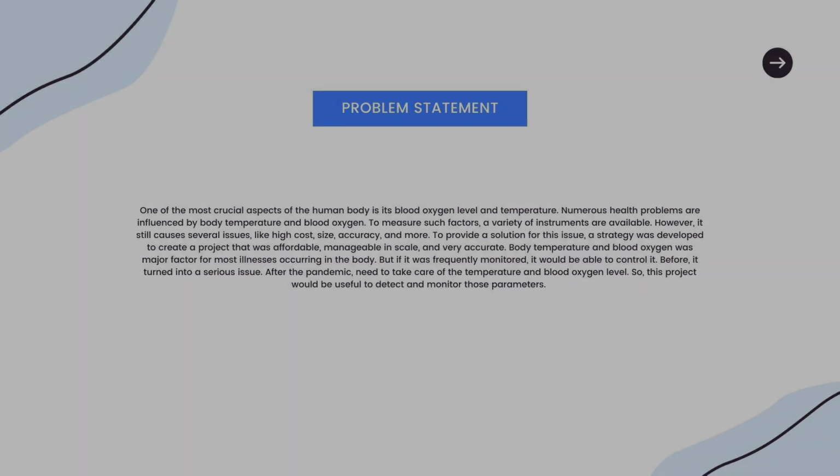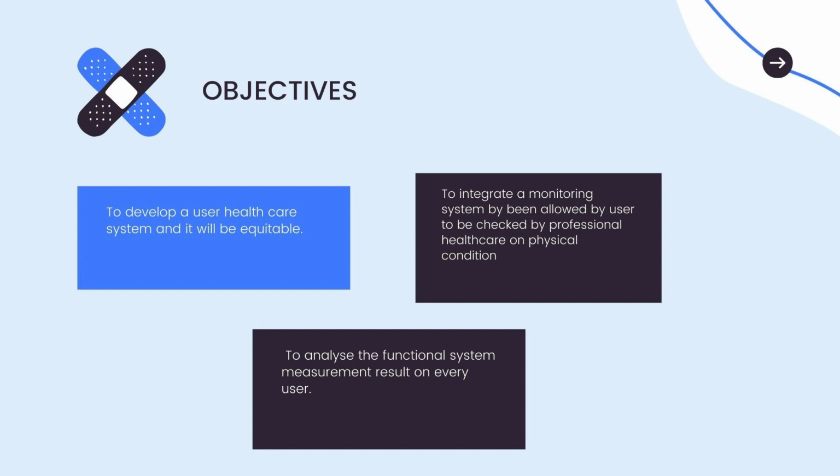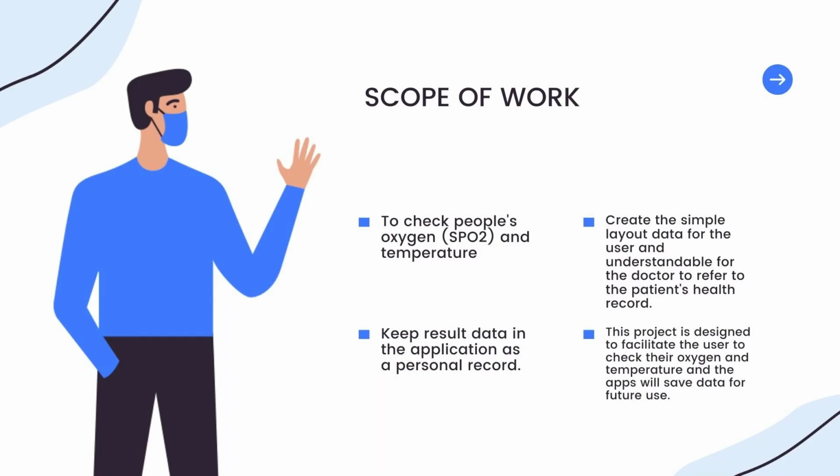So here's our objective. Firstly, to develop a user care system that will be equitable. Second, to integrate a monitoring system that allows the user's physical condition to be checked by professional healthcare. And lastly, to analyze the functional system measurement result on every user.